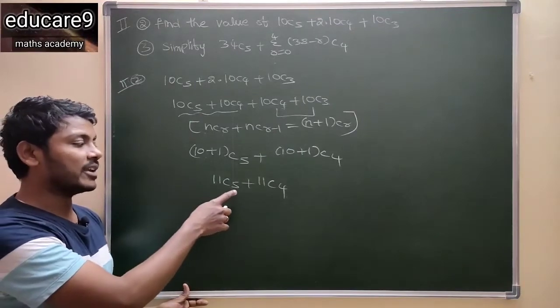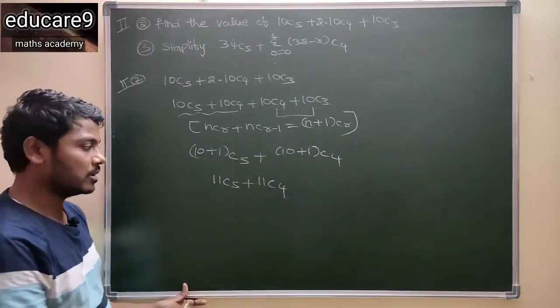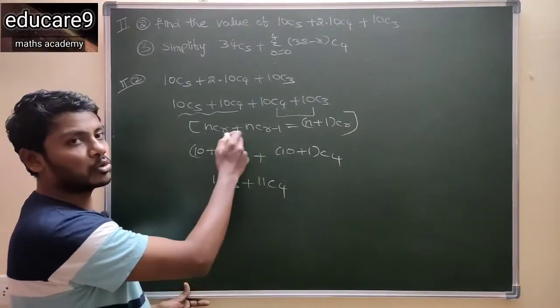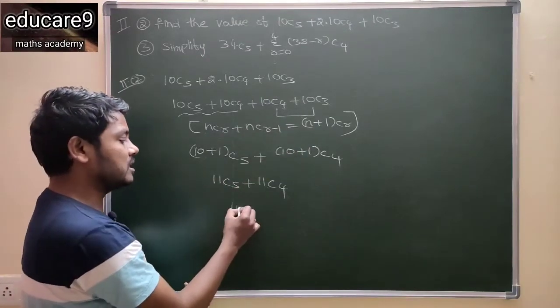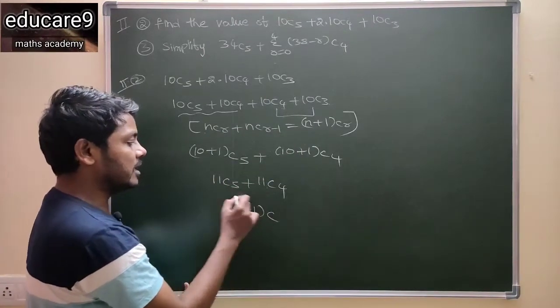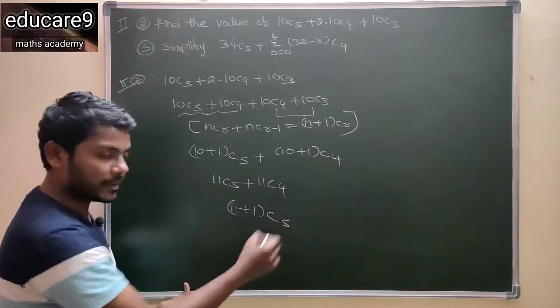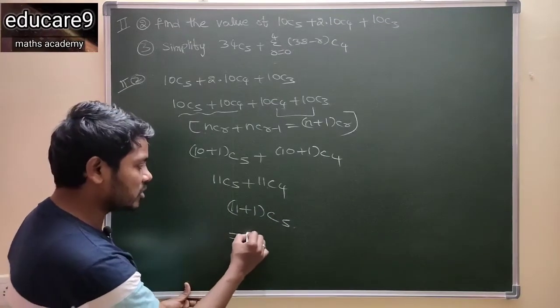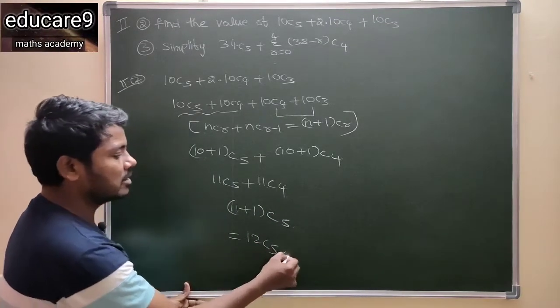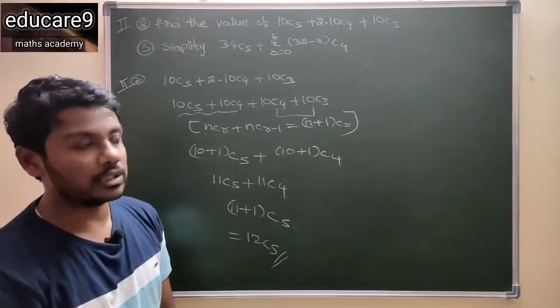Again it is in the form of nCr plus nC(r minus 1). So for these 2 terms we have to apply this formula. It is 11 plus 1 Cr. r is 5. So clearly this is equal to 12C5. So this is the required value.